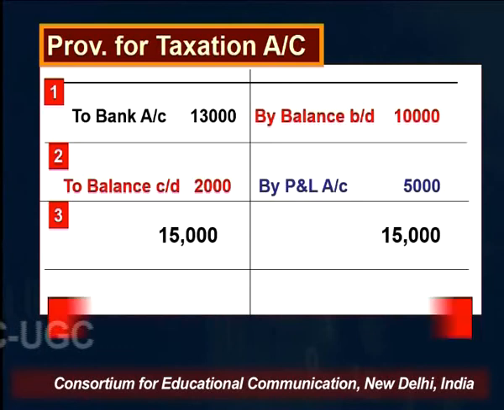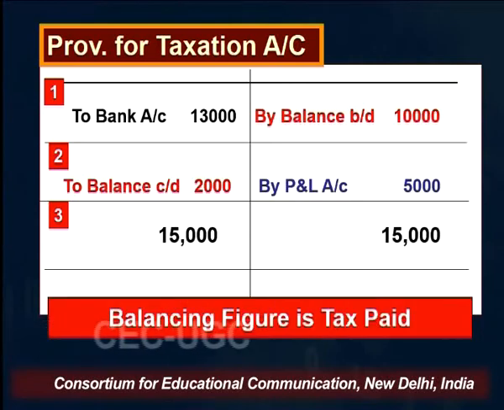Here in this example, I have assumed that the amount allocated from profit and loss account is given in the question. So the balancing figure is nothing but tax paid. This is the way we find the amount of tax which is paid by the business enterprise during the financial year with the help of provision for taxation account. So remember, our motive is to know the amount of tax paid by the business enterprise, because it has to be shown as cash outflow under the head of cash flow from operating activities.